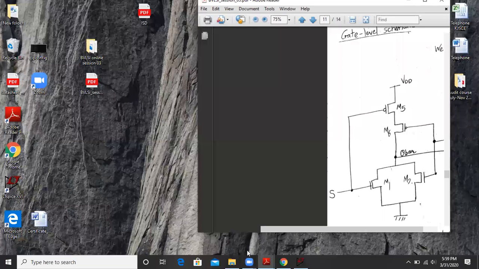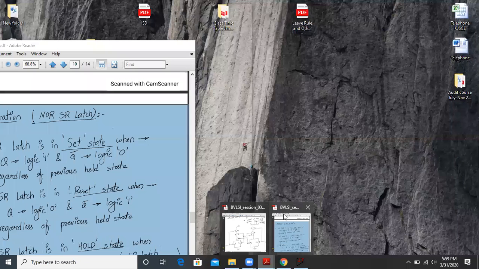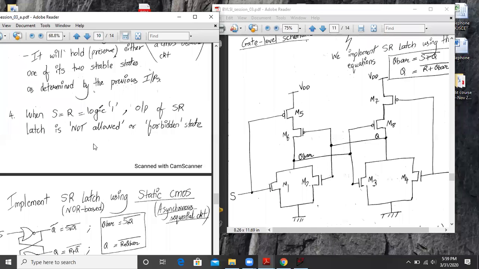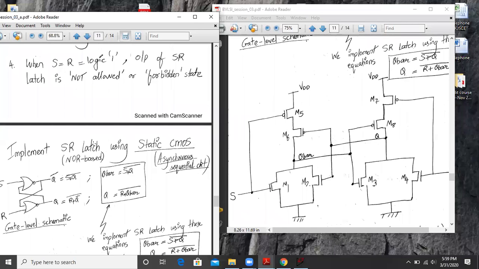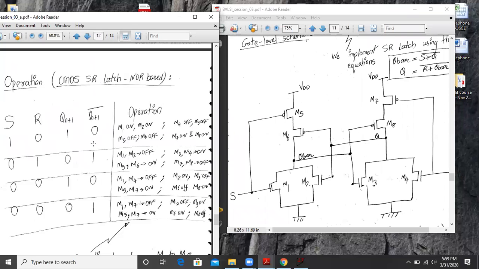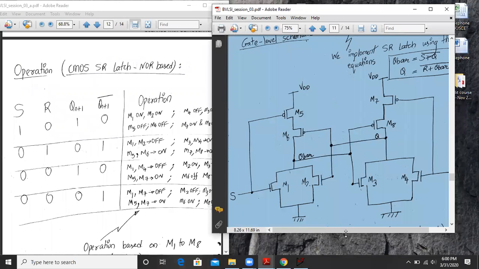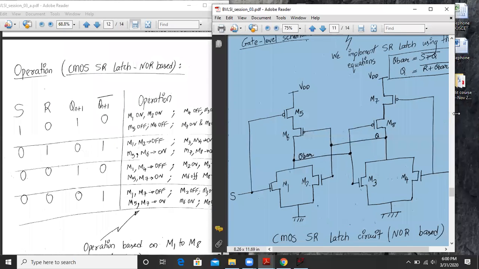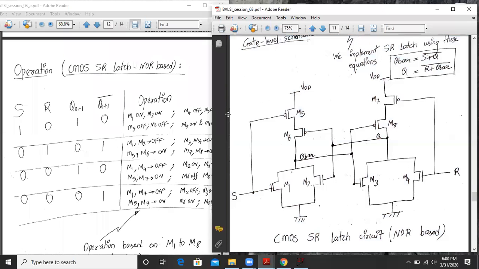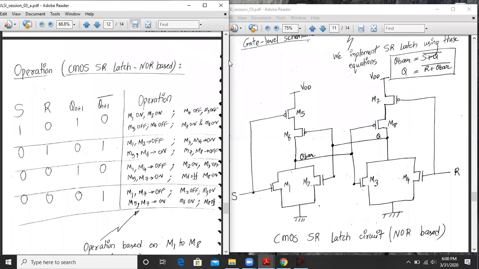I'll just keep this open. I'll keep another window. Now basically we have to understand the working. I'll keep the truth table over here, but you all are free to establish this on your own. I hope it will be visible to all of you, the circuit diagram as well as the truth table.